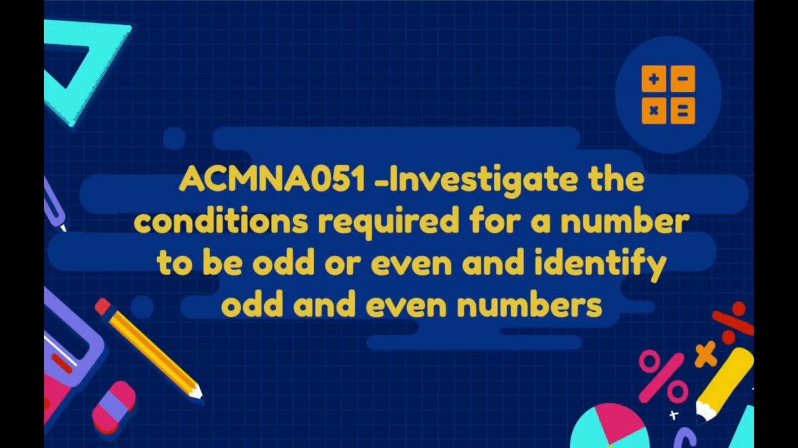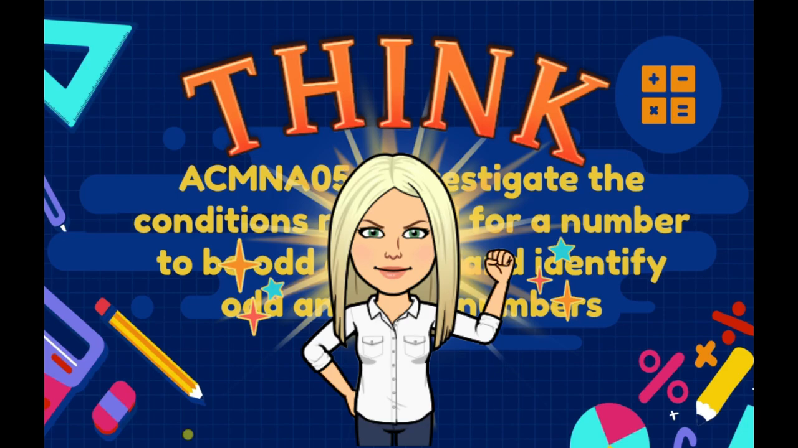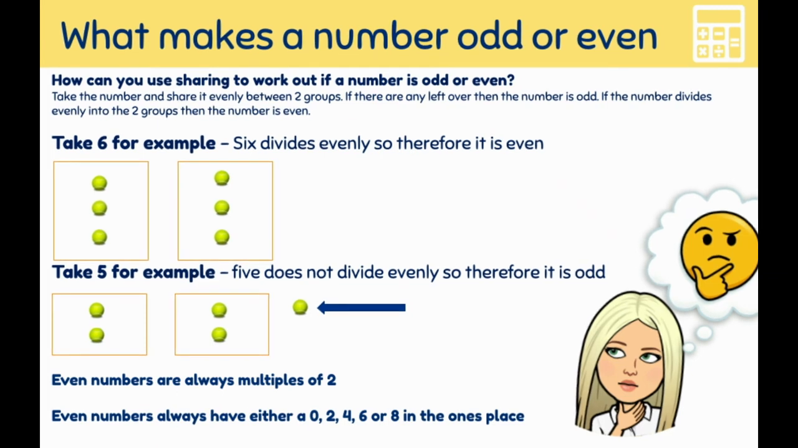So our learning intention today was to investigate the conditions required for a number to be odd or even and identify odd and even numbers. Do you think you can do that now? You remember that our odd numbers are any number that cannot be divided by 2, and our even numbers are all of those numbers that end in a 0, 2, 4, 6 or 8 and can be divided into 2 equal groups.